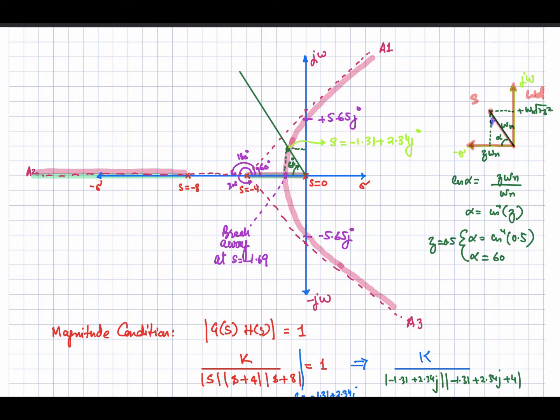If you look at this triangle, I can write that cos of alpha, where alpha is this angle, will be equal to zeta omega n, that is this portion. What is the real part for this s? This s will be equal to minus zeta omega n plus or minus j omega d. So cos of alpha will be equal to zeta omega n divided by omega n.